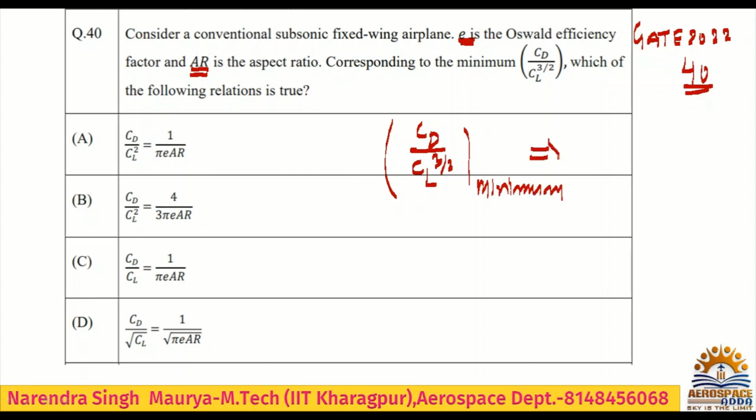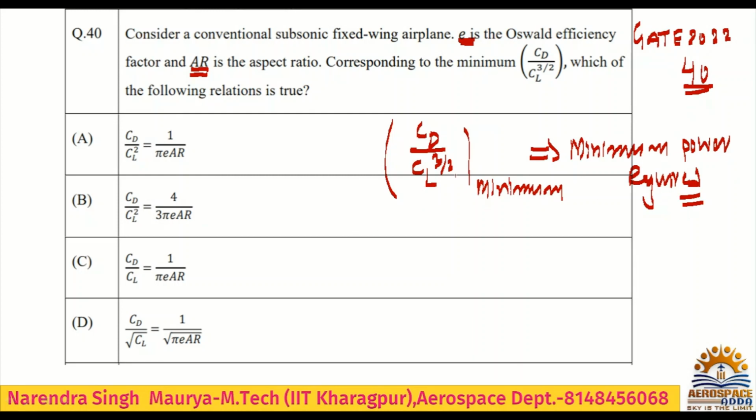This minimum CD by CL to the power 3 by 2 minimum value will also be called as minimum power required. If you check my classes, the subject classes are also available. It was explained well how and why CD by CL to the power 3 by 2 will be called as a minimum power required condition. So it was explained there in that particular class. So this is the minimum power required.